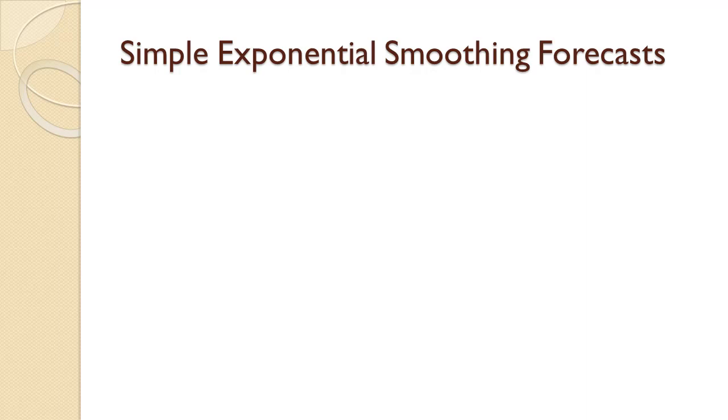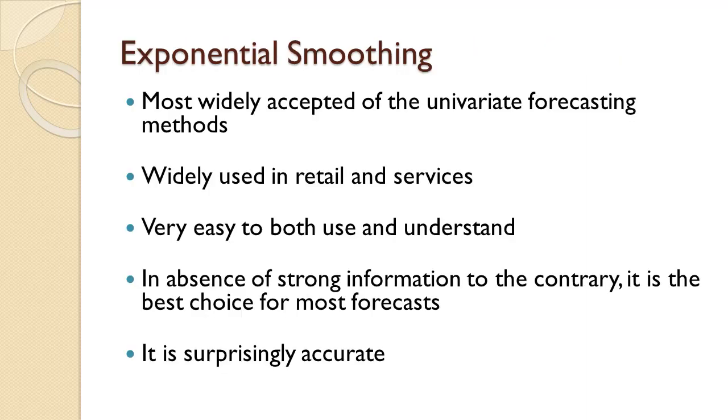In this tutorial, we will see how to calculate simple exponential smoothing forecasts. Unlike moving averages, simple exponential smoothing is a true forecasting technique. Exponential smoothing consists of several related techniques, including simple exponential smoothing. Exponential smoothing is the most widely accepted of all the univariate forecasting techniques. Univariate forecasting techniques are those forecasting techniques that use only the historical demand to produce the forecast.